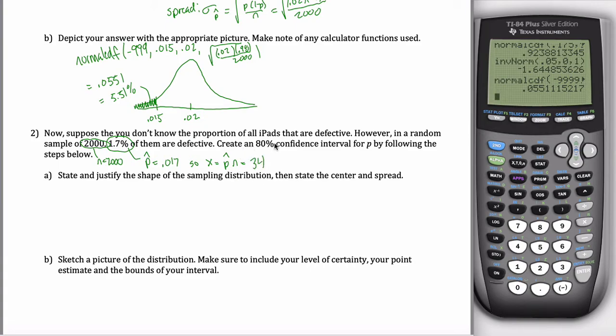And what I'm supposed to do is create an 80% confidence interval for P by following the steps below. Shape, center, spread. This is annoying. Sure. Shape, normal, or approximately normal. Same reason as above. N times, instead of P, it's P hat, times 1 minus P hat, which is greater than or equal to 10. Center and spread are also similar, except instead of P, I'll use P hat. My point estimate.